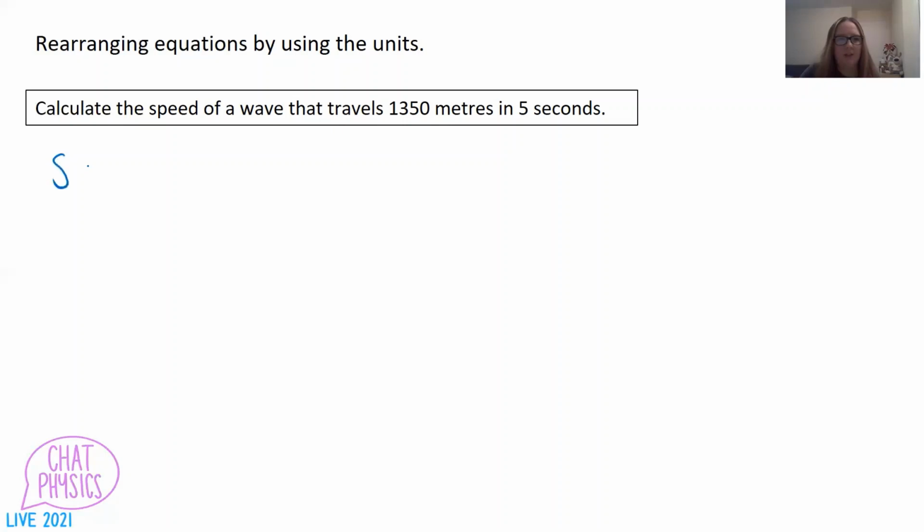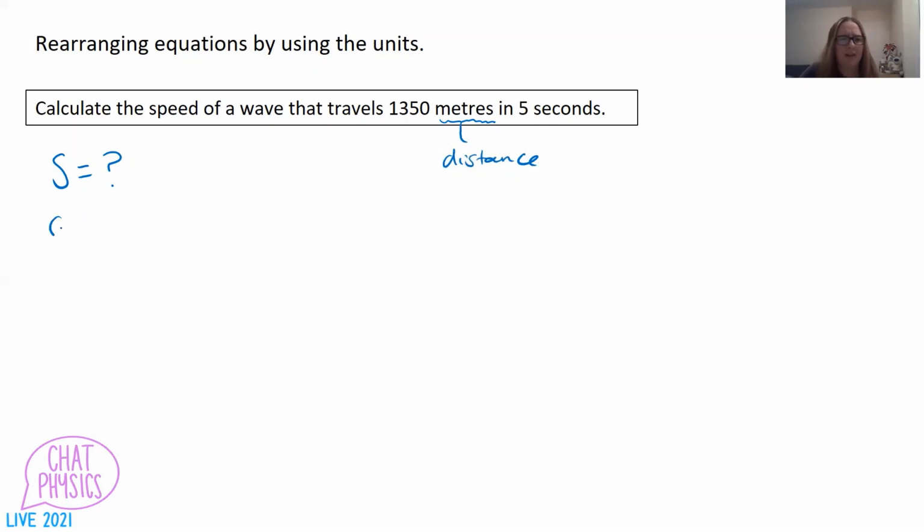Now I'm going to use S to represent speed, nice and simply here, and a question mark for don't know, and it tells me that's what I'm trying to find. If I leave it blank, I might be trying to put in a value there, I might be trying to find one for it, but actually that's what we're trying to calculate. And then it says the speed of a wave that travels 1,350 meters. Now, nowhere does this tell me what this value is for which quantity, but we do notice that it is in meters, so this tells us that it's going to be a distance.